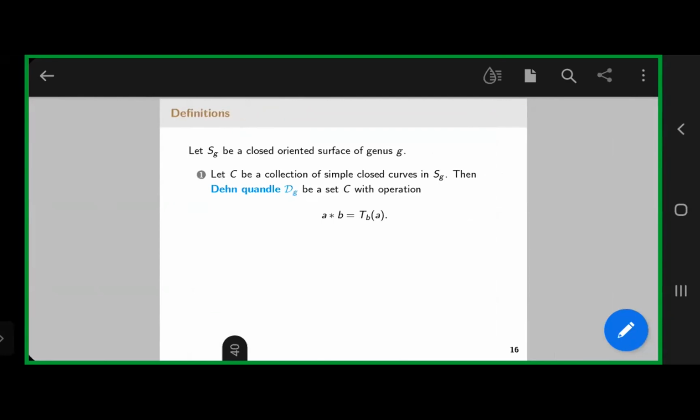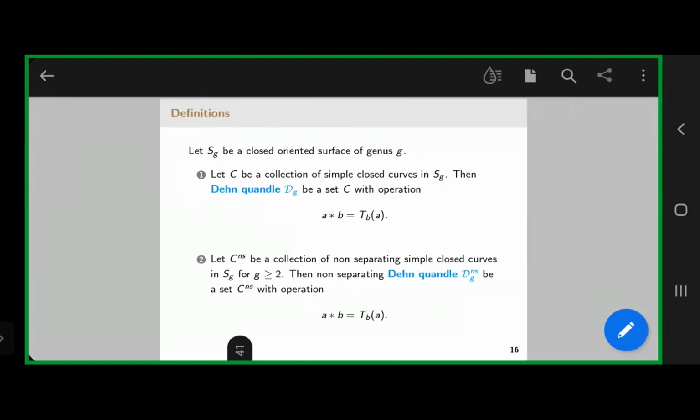To define the Dehn twist, you need simple closed curves, and thus they are required in all these collections. Under this operation, this collection becomes a quandle. This is a very natural construction. In particular, when you take non-separating simple closed curves, this collection again forms a Dehn quandle, and most of the time we will only focus on this quandle.